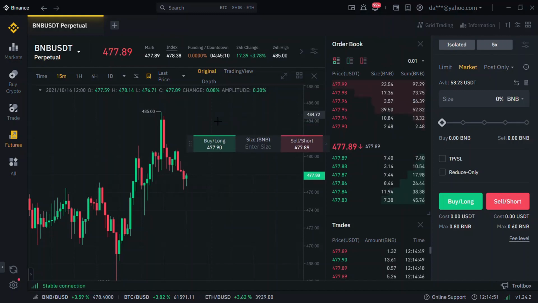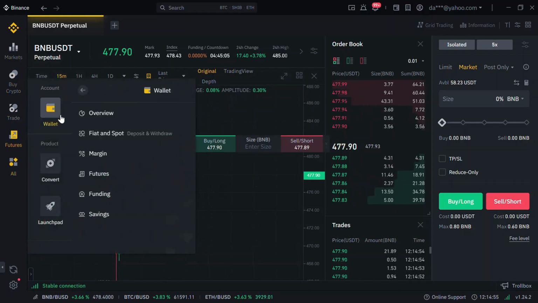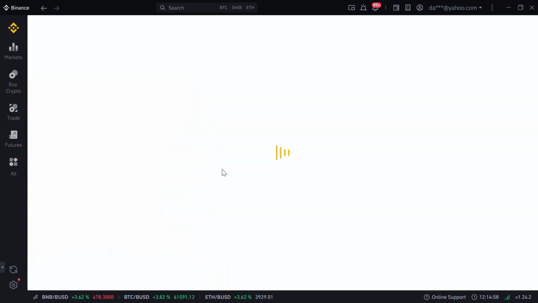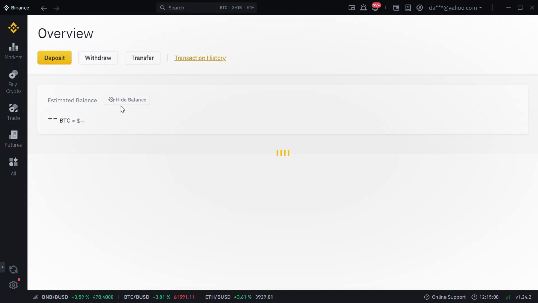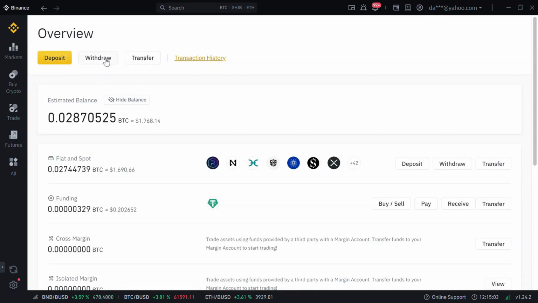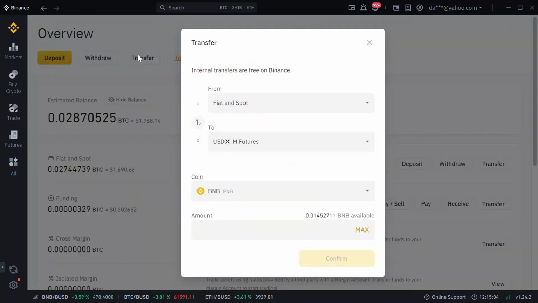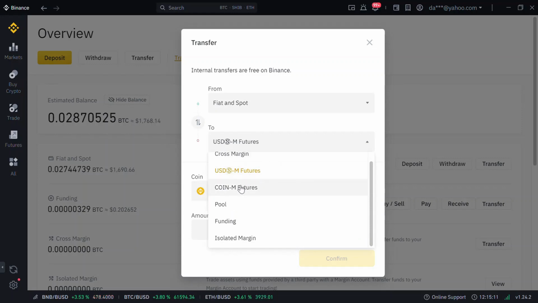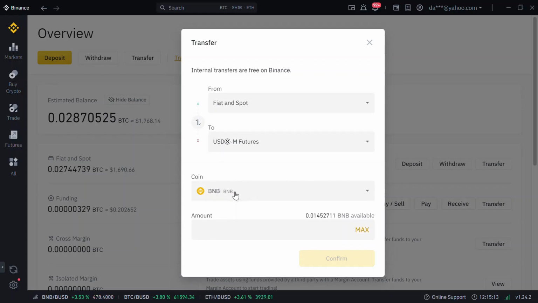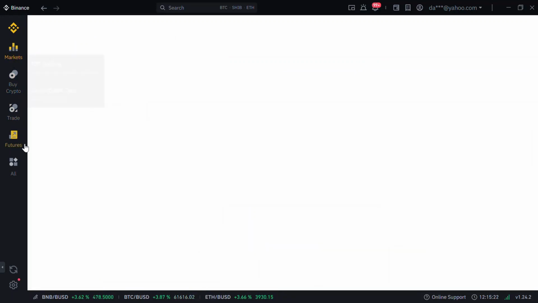You can also, if you are yet to fund the wallet, do that through your wallet section here. Once you fund your Bitcoin wallet here, you transfer assets from fiat and spot to USD-M futures, because that's what we'll be using. So transferring USDT. Do I have USDT? Oh, okay, I have 0.1. So you can transfer your USDT.